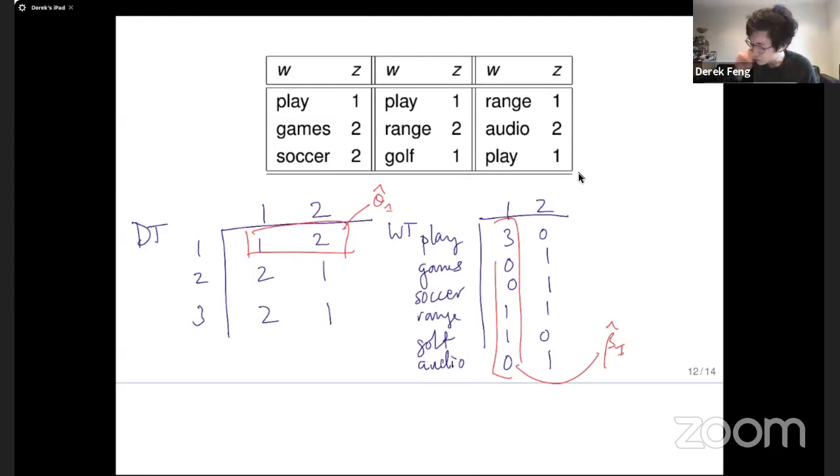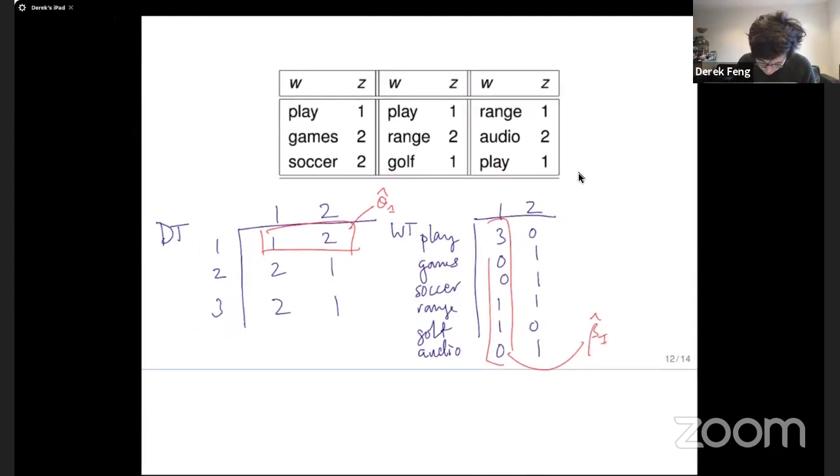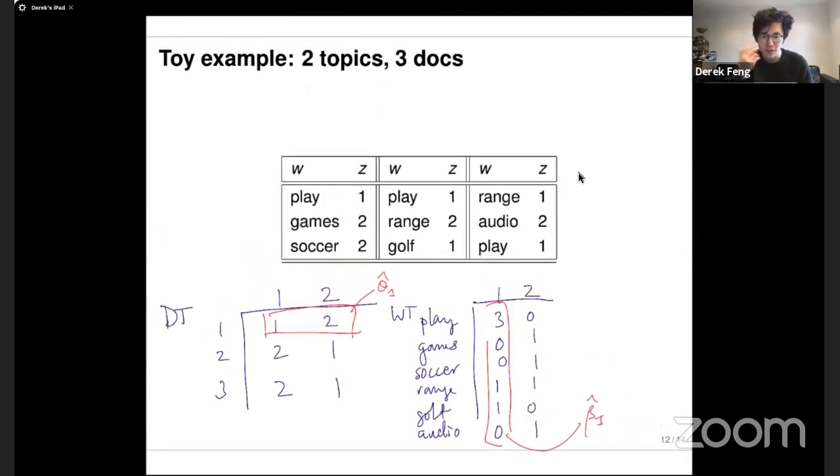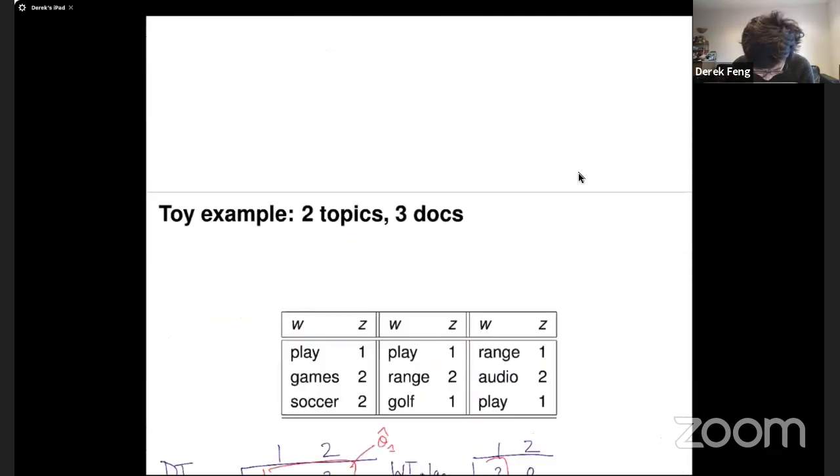Okay, so this part should be pretty straightforward. So then the question is, well, okay, what do we actually do with this, right? So the first step is always just to create DT and WT.